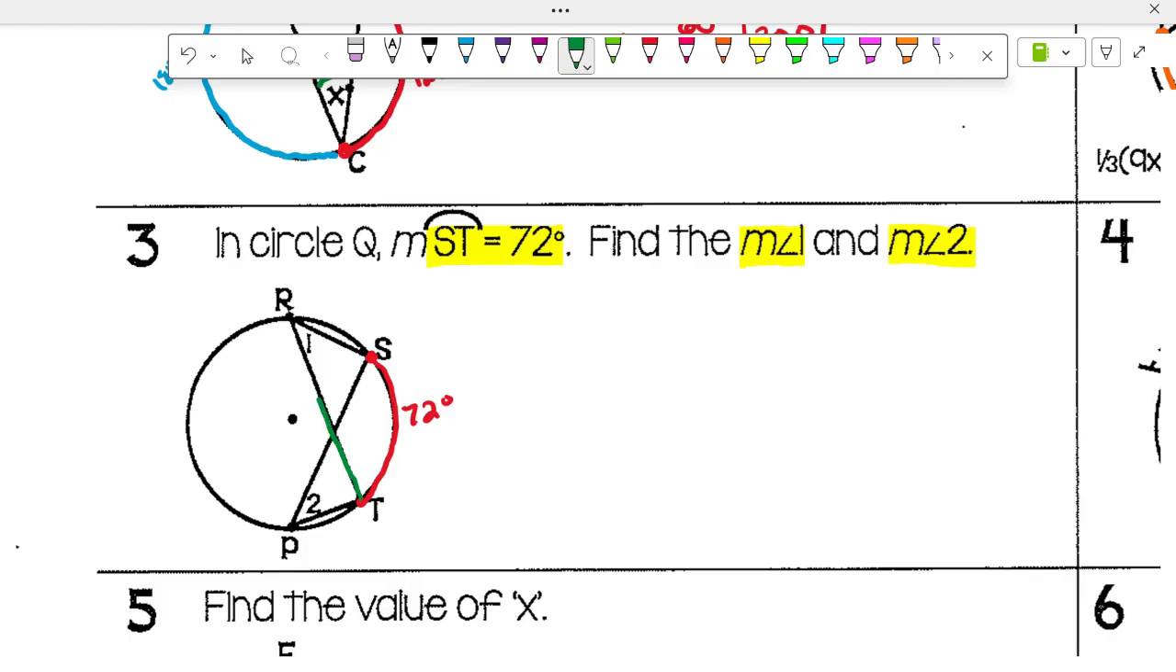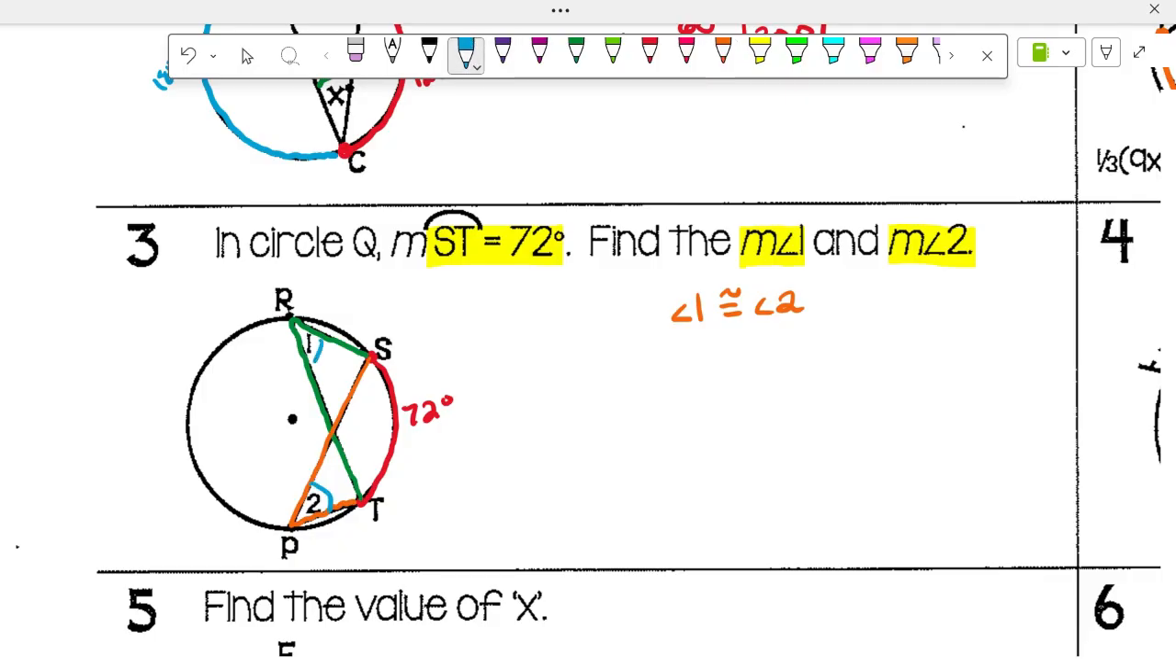So here is angle 1, and here is angle 2. What's going to be true about those two angles? They're going to be congruent. So angle 1 is going to be congruent to angle 2 because they intercept the same arc.